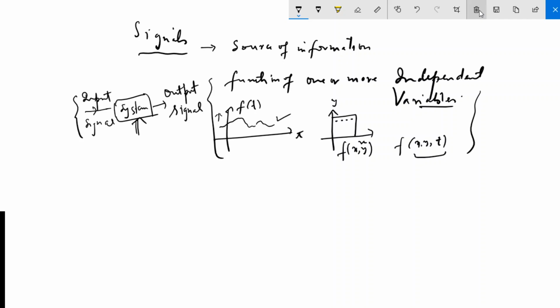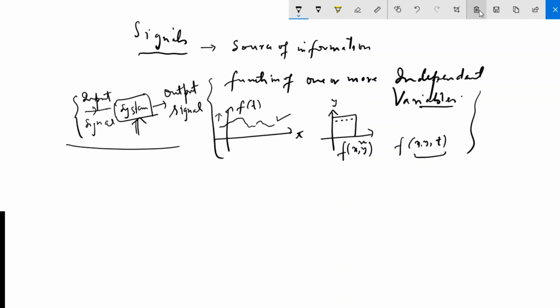Once you understand the properties of the signals, then you can design a corresponding system to process that signal, right? Now in the classification of signals, there are many classifications like one-dimensional and multi-dimensional, single channel, multi-channel, continuous time, discrete time, analog and digital, random and deterministic signals, and so on.